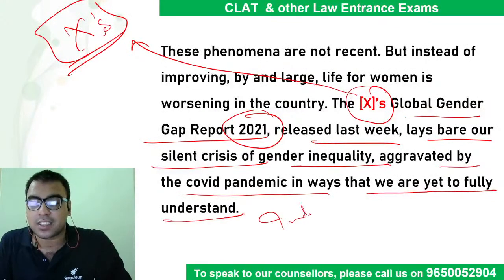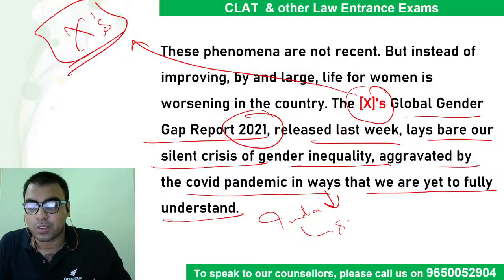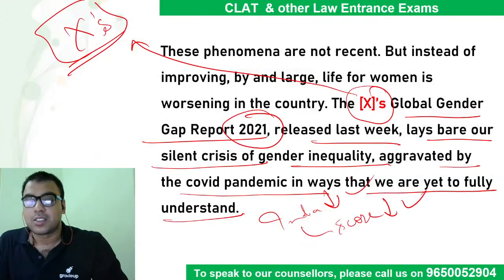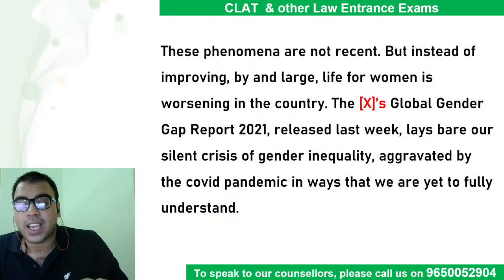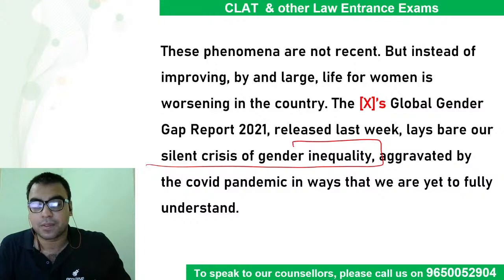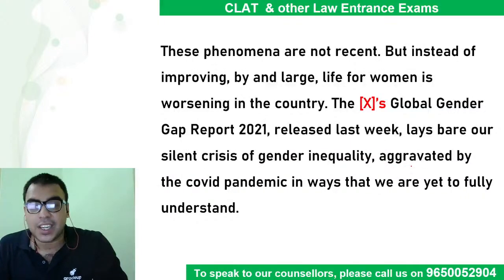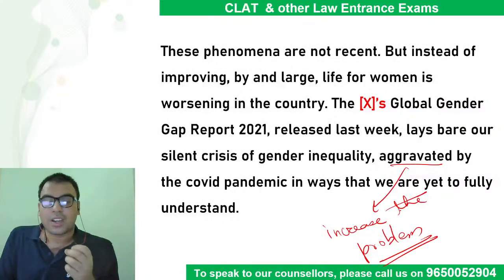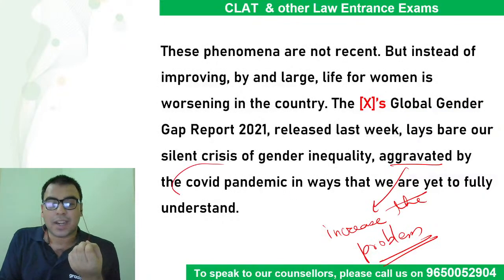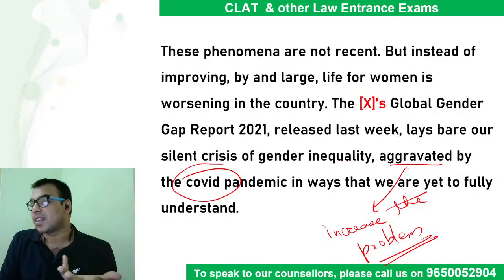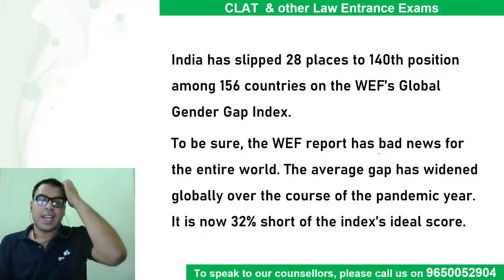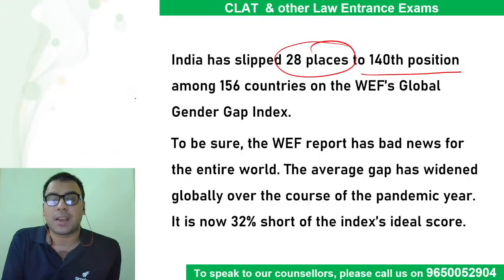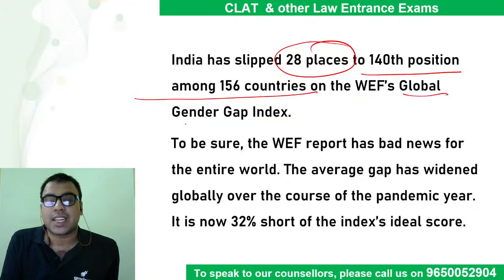Because India's rank has gone down, and in fact India's score has also gone down. We already know this. So that is why this article is saying that we have a silent crisis of gender inequality, and it has been aggravated. Aggravated means increased, the problem has increased. So you can say because of the COVID-19 pandemic, the problem of gender inequality has increased. India has slipped 28 places to 140th position among 156 nations on the Global Gender Gap Index.